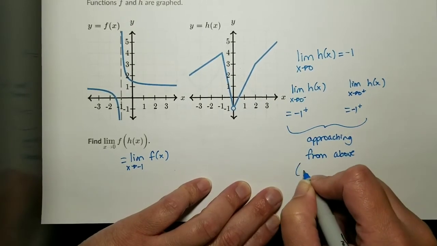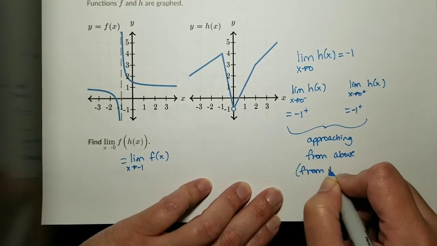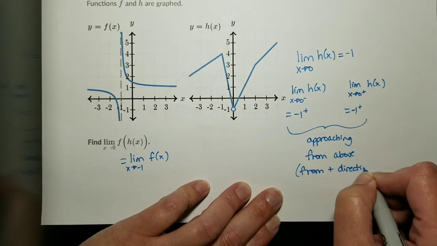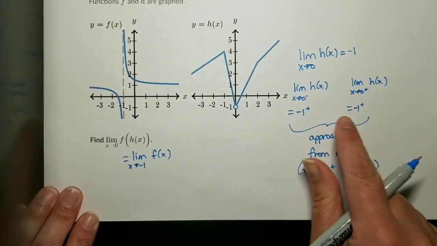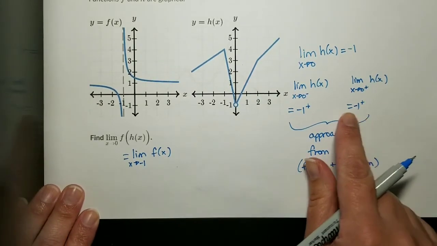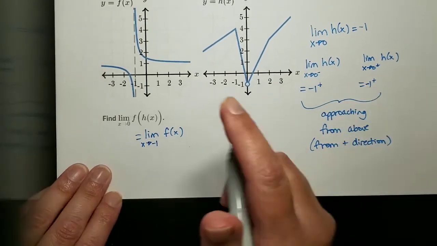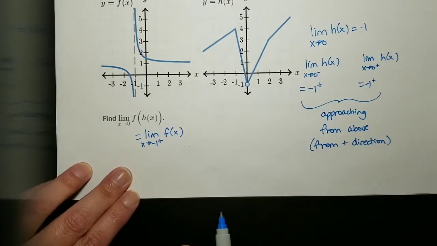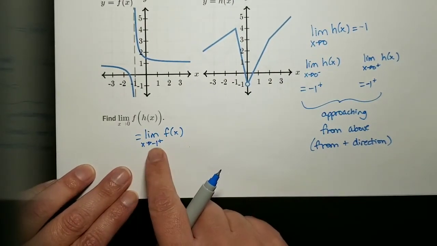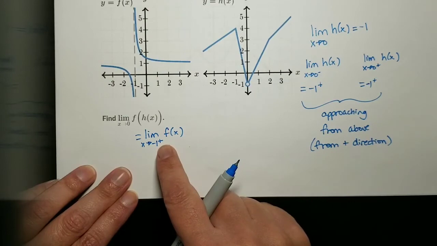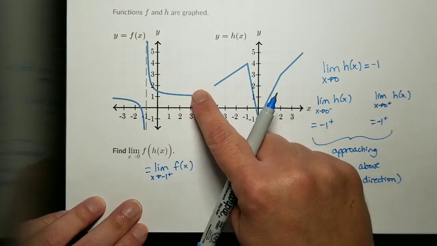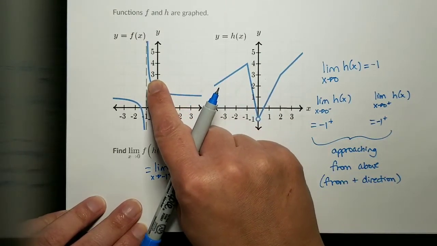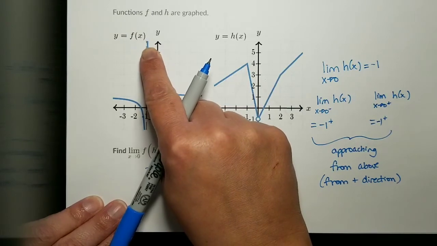Or from the positive direction. So what if I take this, because these are equal, because these are both approaching from the positive, I can say, what happens if I approach -1 from the positive side, from numbers that are bigger than -1? Now, if I look at the graph of this function, I can actually answer that.